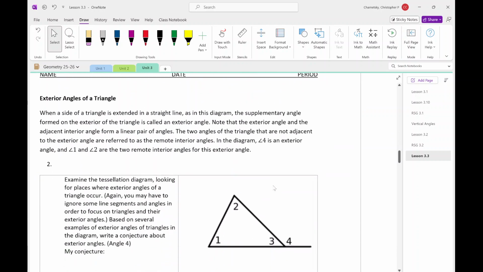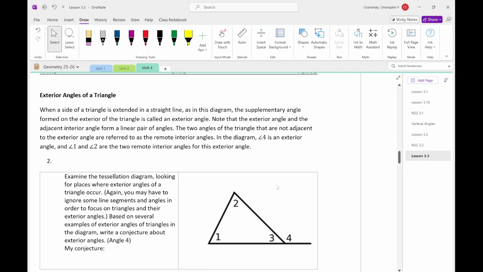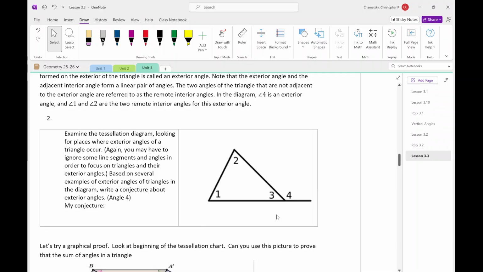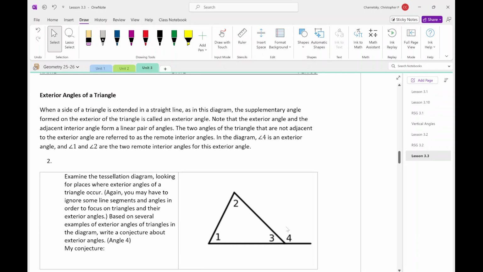Okay. The next proof we're going to look at is the exterior angles of a triangle. Okay. So if we extend out one of our sides, we get this angle on the outside of our triangle. We call that an exterior angle. Okay. And our goal is to figure out, well, what is this relationship? What is 4 equal to?